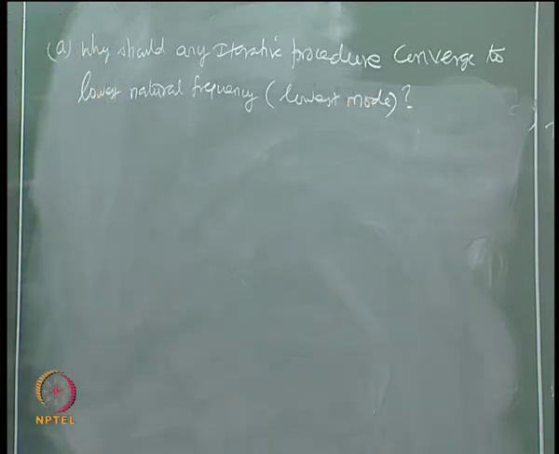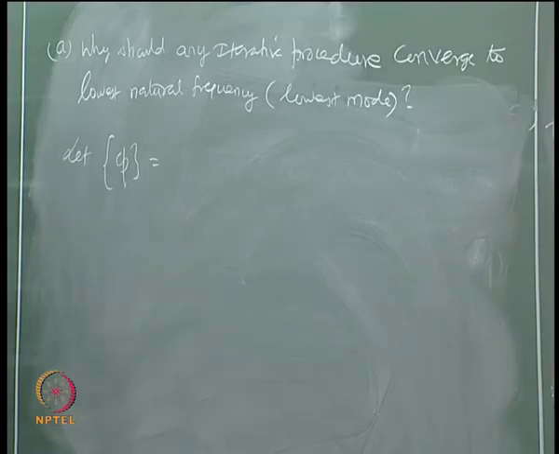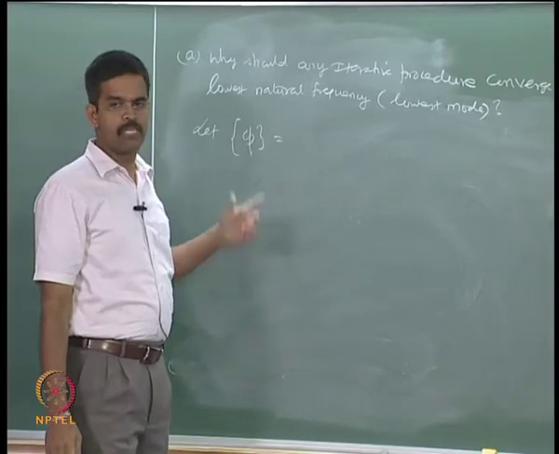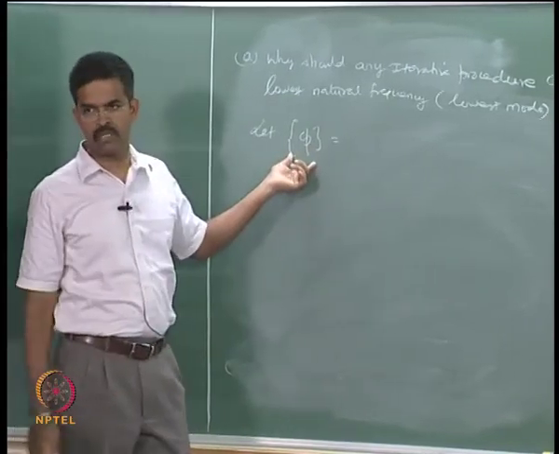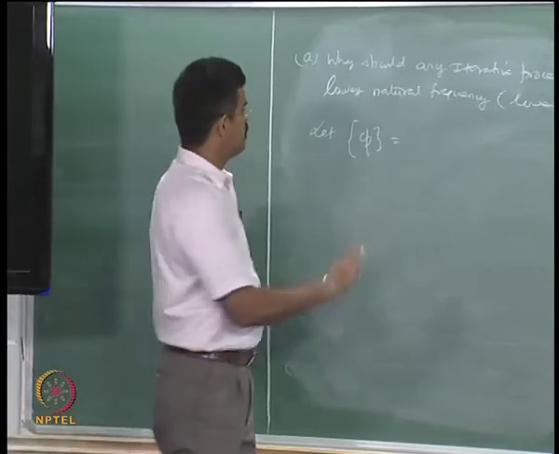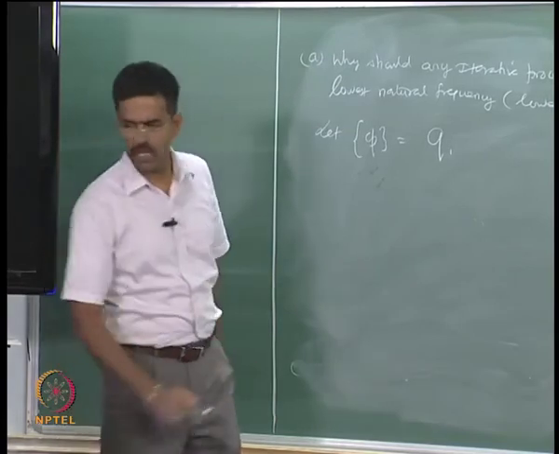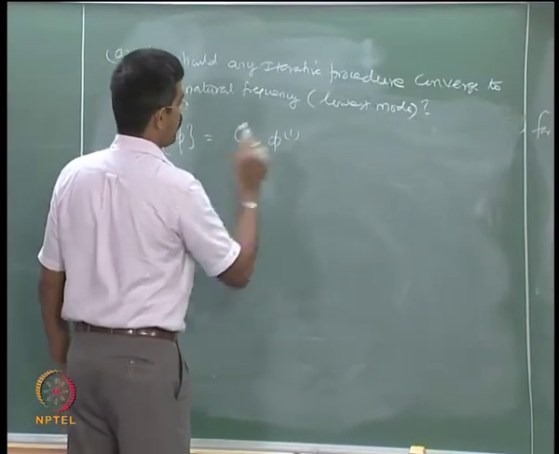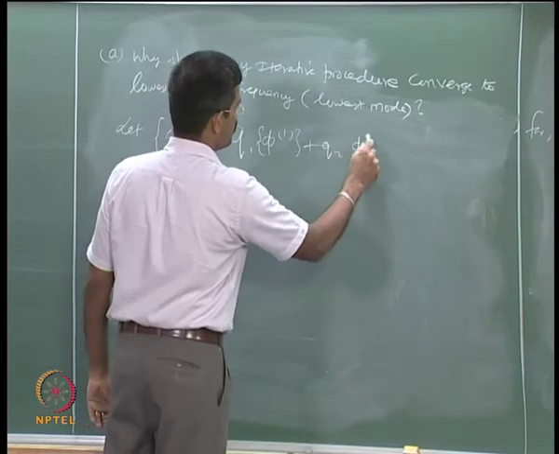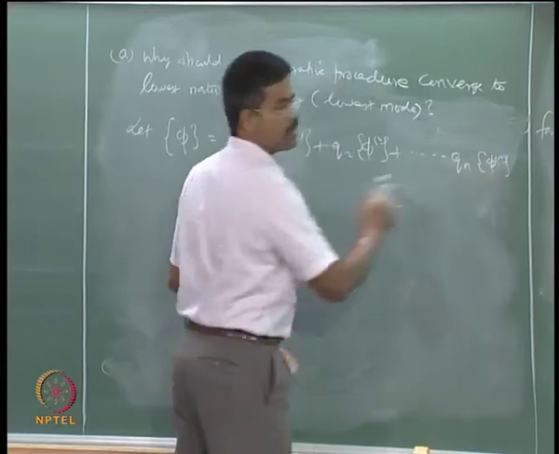We can mathematically prove this. Let us say any arbitrary mode shape which you assume in iteration. In most iterative cases you assume the mode shape, is it not? Stodola's method, Rayleigh-Ritz procedure, you assume the mode shape actually. It gets converged, you are not assuming the frequency, right? Assume the mode shape, which is a sum of different modes together, that is phi 1, the first mode, plus some proportion of phi 2, plus some proportion of phi 3, is it not? That is what we are assuming.